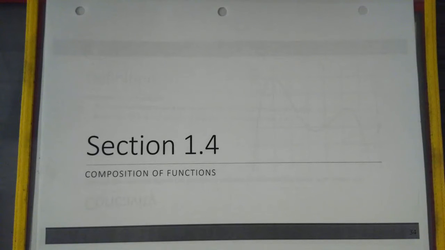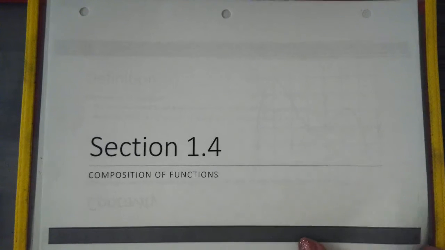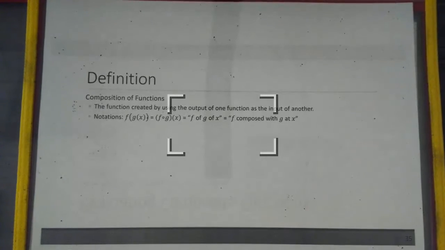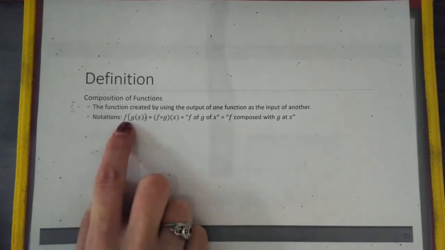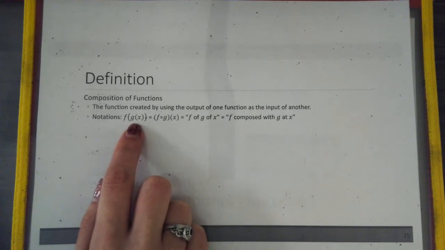In this video, we will be looking at section 1.4, which covers composition of functions. So for a definition, a composition of functions is the function created by using the output of one function as the input of another. So for example, we might write f of g of x.